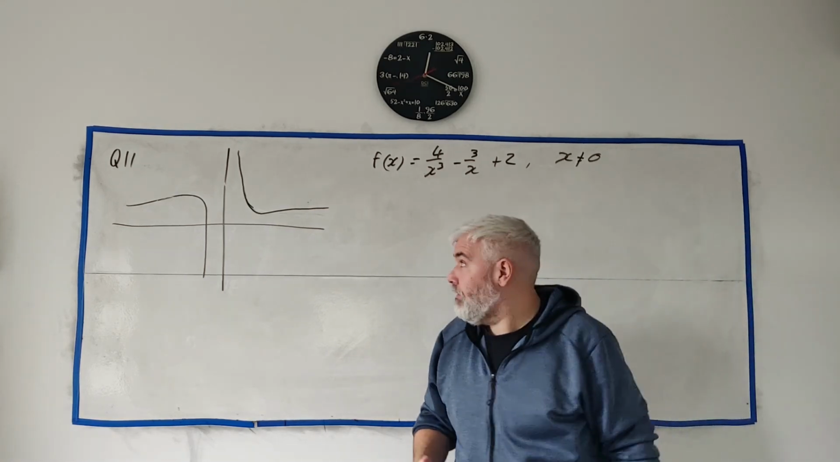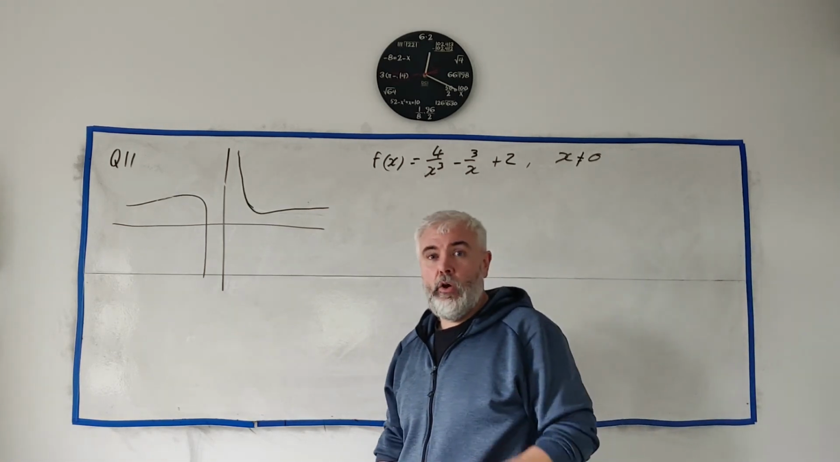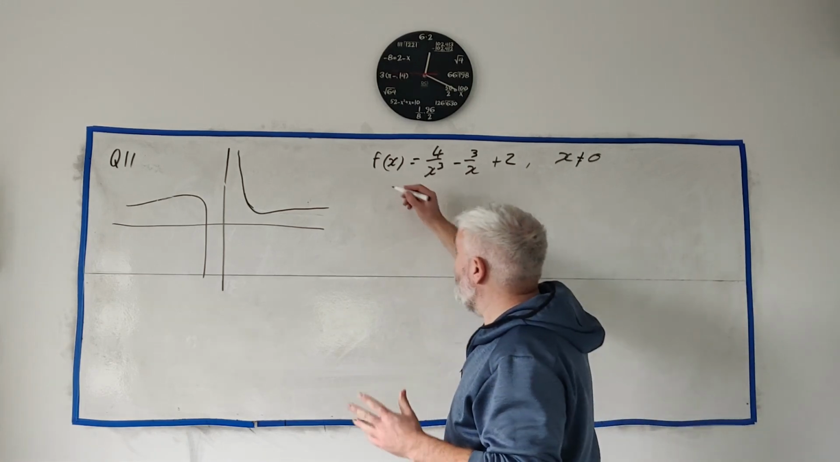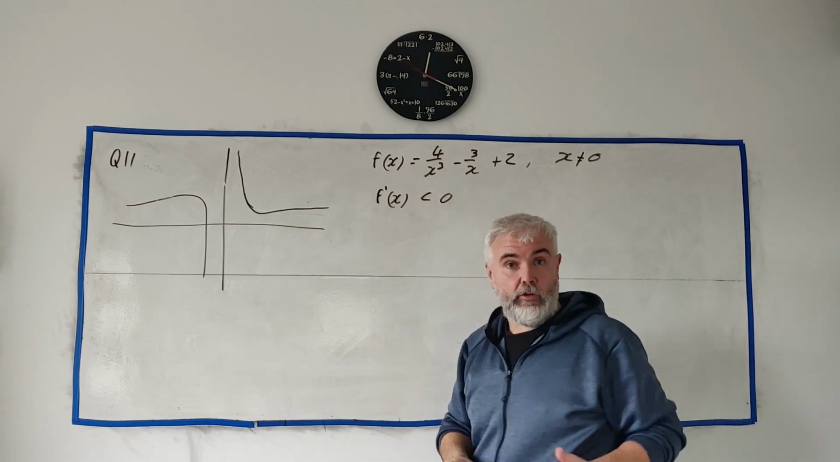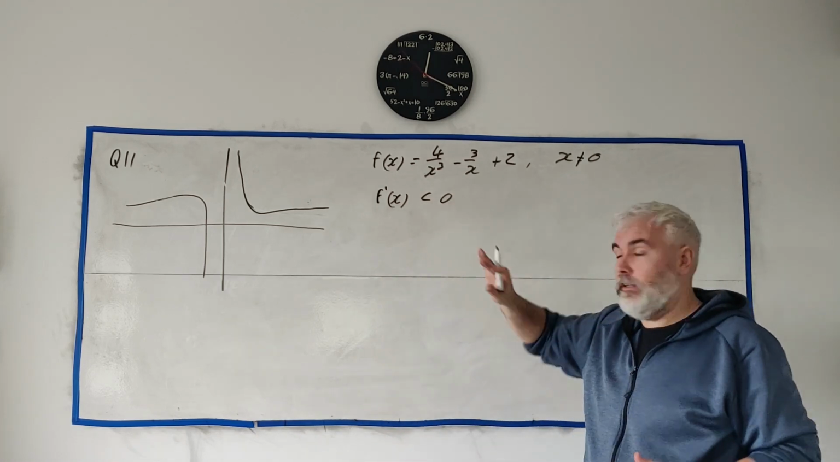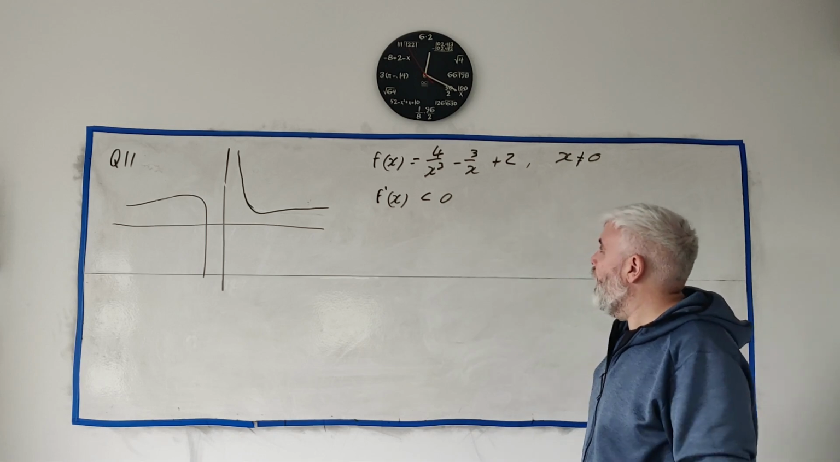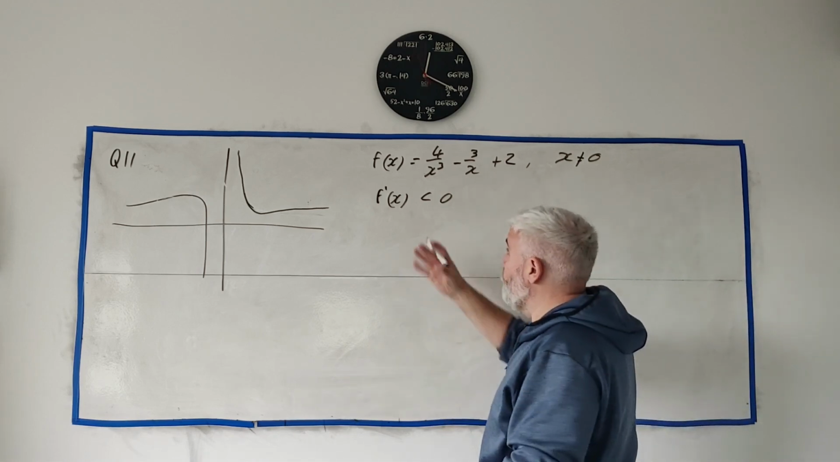So when we see decreasing, what they want us to think is derivative. They want us to think the derivative is less than zero. And actually you'll get marks just for writing exactly this. So then they also want you to do the derivative.